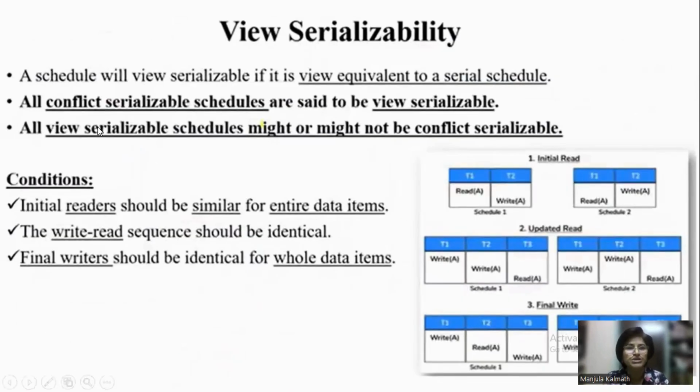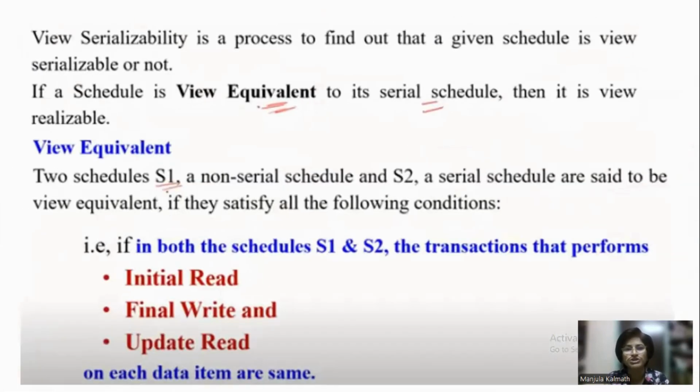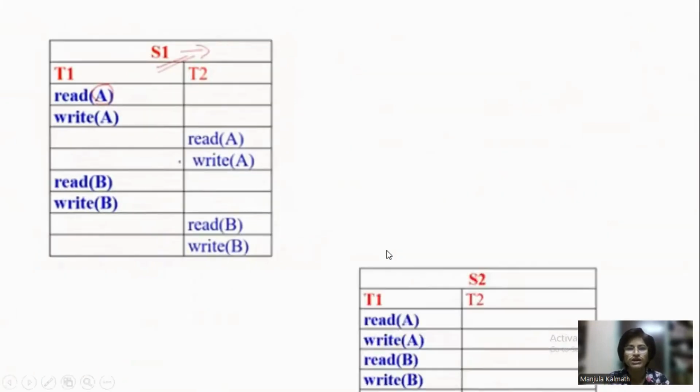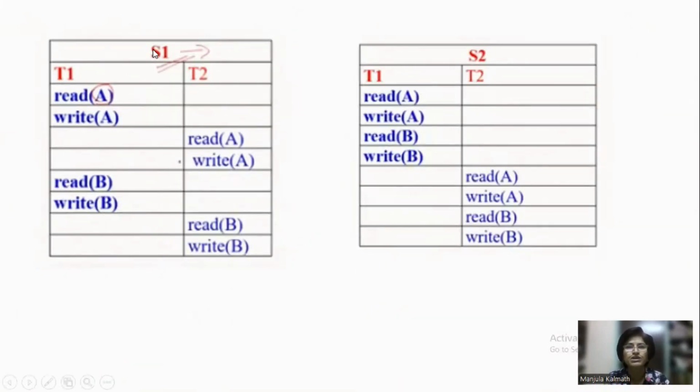And in view serializability, we have different rules, conditions. When we say that two schedules are view serializable, here we have certain conditions. The initial read should be similar, means here we have the first read operation. The initial read of the two schedules should be the same. And the final write should be the same for two schedules. And the update read is the same for two schedules. Now we have two schedules, S1 and S2. Here we can go for the identity. In this, we have S1 as well as S2.